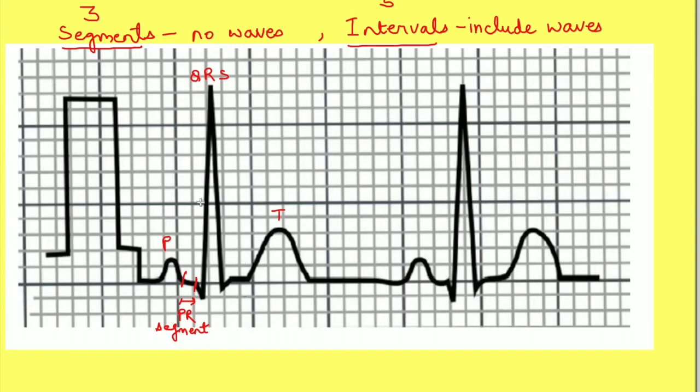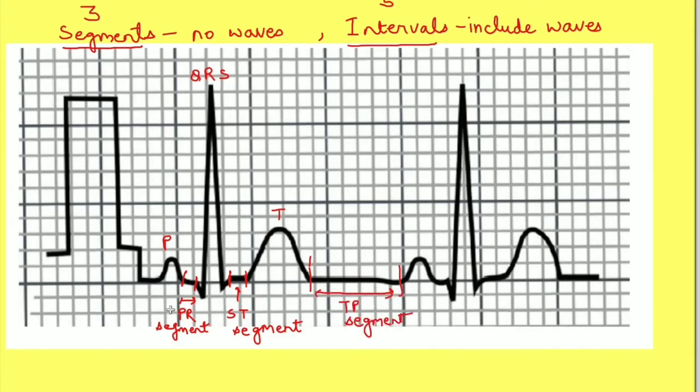During this time, atria are depolarized, but ventricles are at resting membrane potential. ST segment is from the end of QRS complex, that is this point, to the beginning of T wave. So till here. So this is ST segment. See again that there is no wave in between. During ST segment, ventricles are depolarized and no current is flowing through the heart. Now TP segment is from end of T wave of one record to P wave of record of another impulse. So this portion is TP segment.